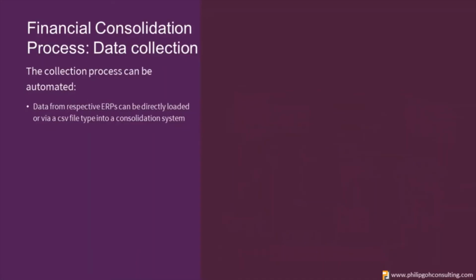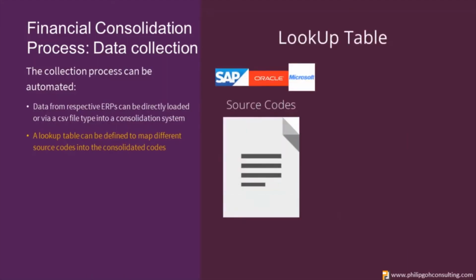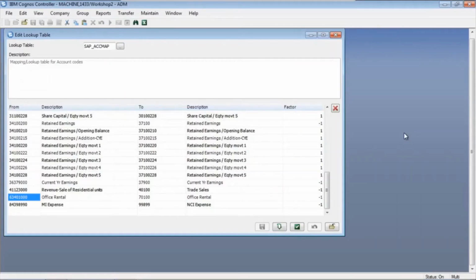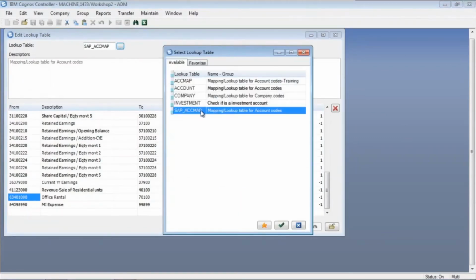Next, we will now look at the use of a lookup table where the source codes from different systems such as SAP, Oracle, or Microsoft can be mapped into the consolidation system. Let me show you just what I mean. Here in the system, we can define lookup tables to map source codes that are different to the consolidated sets of codes. For example, we have a lookup table that maps the SAP chart of accounts.